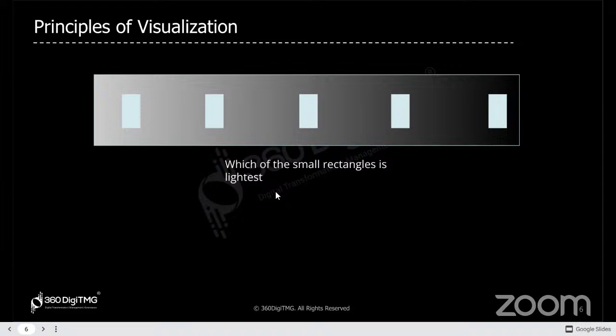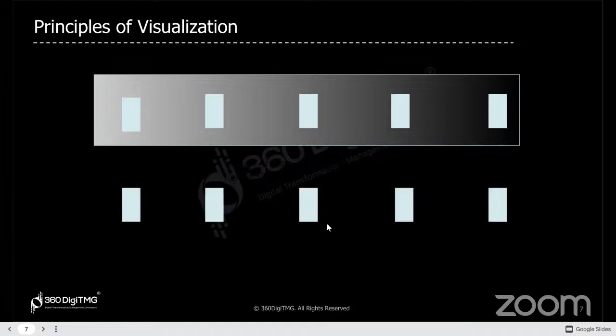For example, the first picture. Which of the smaller rectangles is the lightest? The smaller ones. Which one appears to be the lightest? Now, most of us might feel that this is the lightest, but actually all of them are of the same color intensity. Then why is this perception varying? Why do I feel this is lighter and this is brighter? Because of the background. It is creating an impression as if this one is lighter and this one is dark or bright, given all of them are of the same color intensity.